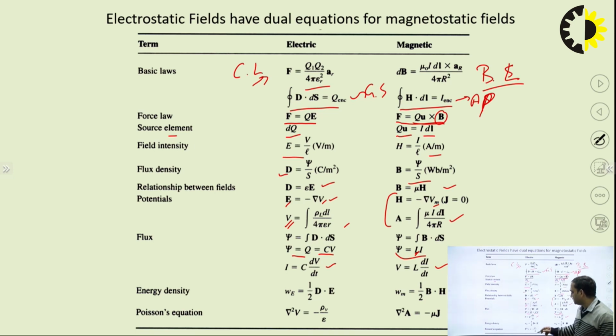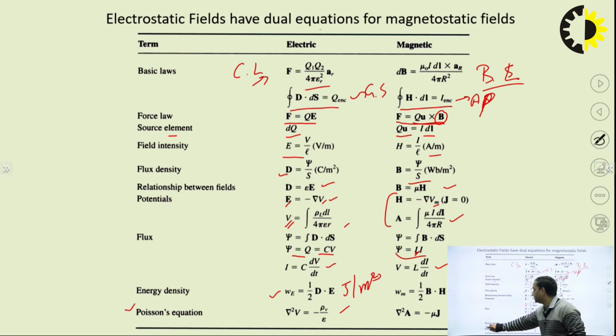Here the energy density formula which is given, WE is equal to 1 by 2 D into E. This is energy density, so the unit for this one will be nothing but joule per meter cube. Okay, similar to that we have the energy in the case of the magnetic field, that is half B dot H. Okay, Poisson's equations which is given here in the case of electric field, del square V is equal to minus rho V upon epsilon. Here del square A is equal to minus mu into J. So, these all are the analogy between the dual equations, or analogy between the electric field and the magnetic field.